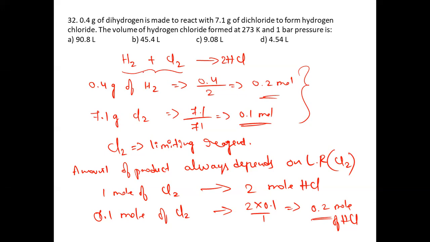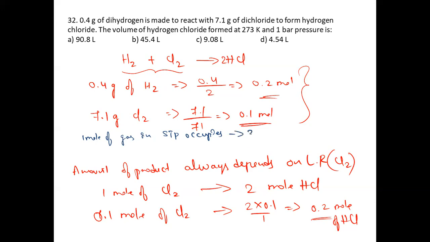So assume the volume of HCl formed at STP is. I will remove this part because I have to do some more steps. So change the ink. Here, 1 mole of gas at STP, the gas here referring to HCl, occupies 22.7 liter, that we know. Therefore, the number of moles of HCl liberated is 0.2 mole. 0.2 mole of gas at STP occupies, cross multiplication again, 22.7 into 0.2 divided by 1, which gives 4.54 liter of HCl. That is option D, 4.54 liter.